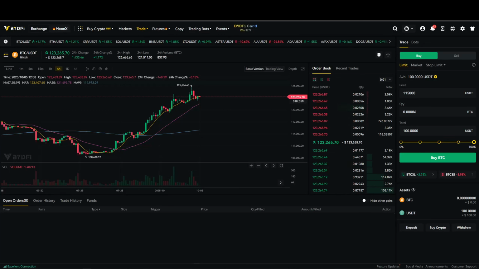So here we got a buy signal. It's a limit buy at 115K. Our quantity is right there. It goes up and down based on the slider here. And our total USDT that we're putting into the trade is $100. So I'm going to hit buy.